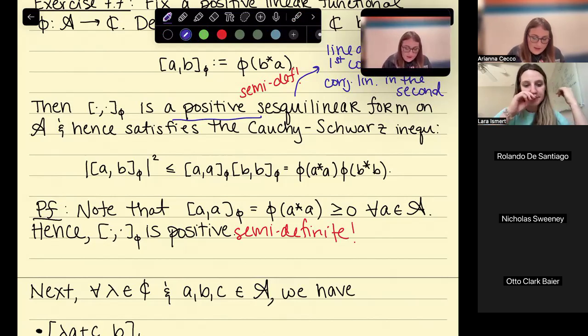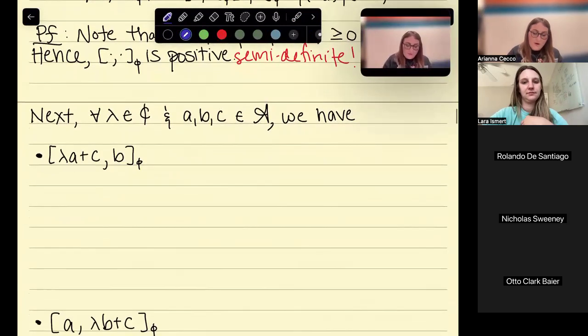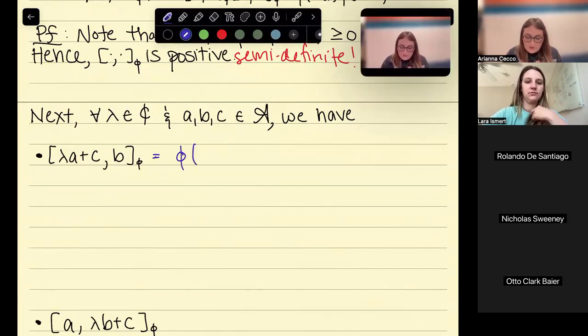All right. And to show that this is a sesquilinear form, we just want to check that it's linear in the first coordinate. So this is going to be phi of lambda, let me put an extra parentheses, plus c. Sorry, I forgot my b star.